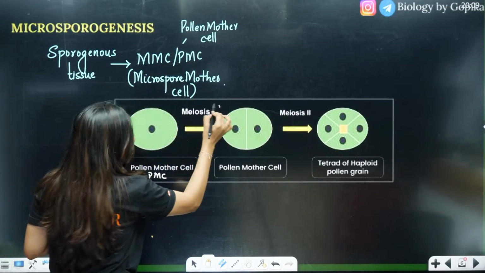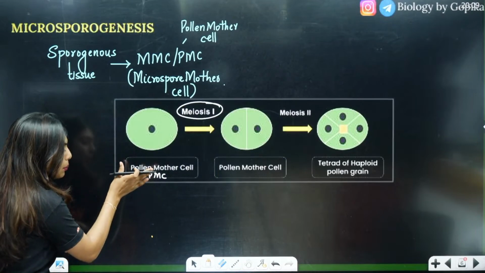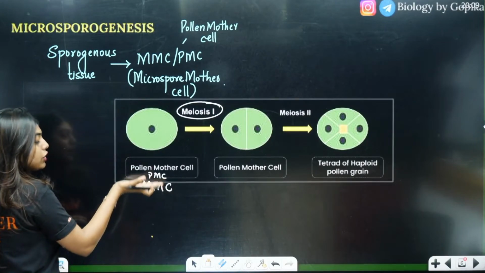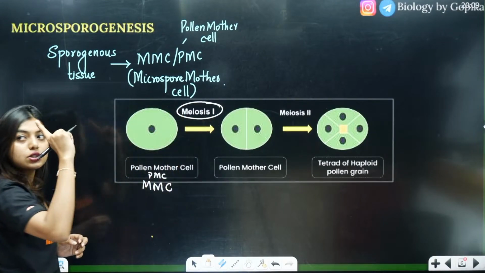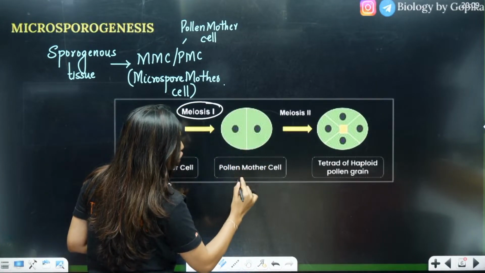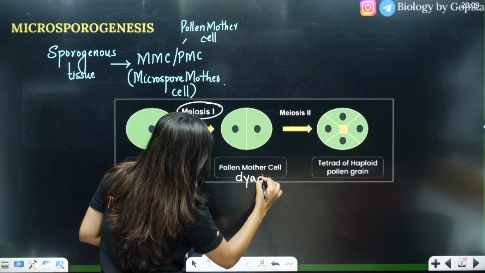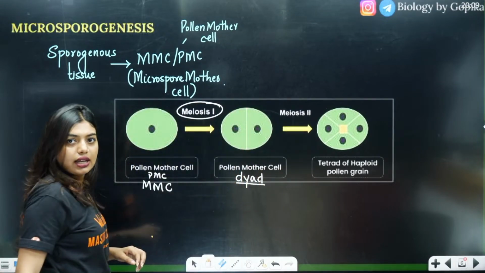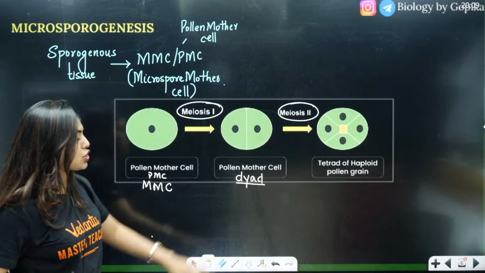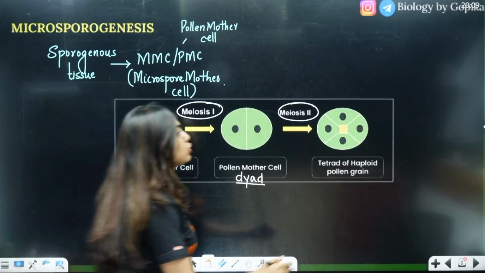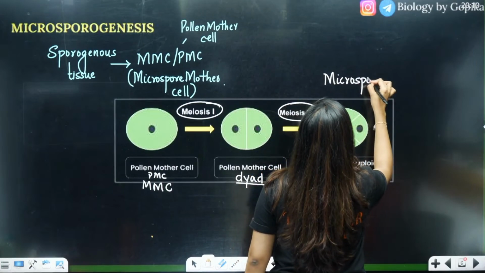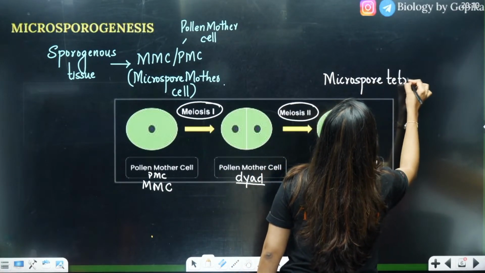Now, look here. MMC happened. The first meiosis is going to happen, from PMC or MMC. I am writing MMC also, many students will get confused, that's why. Your microspore mother cells will undergo meiosis 1. And that meiosis 1 will lead to the formation of your dyad. Dyad means 2 cells, can you see? Then it will undergo meiosis 2, the second reductional division. That meiosis 2 will lead to the formation of your microspore tetrad.